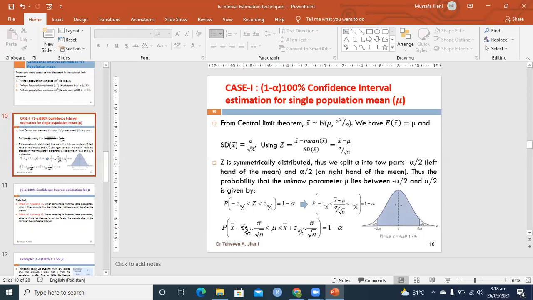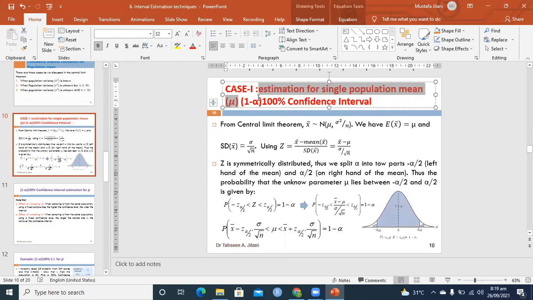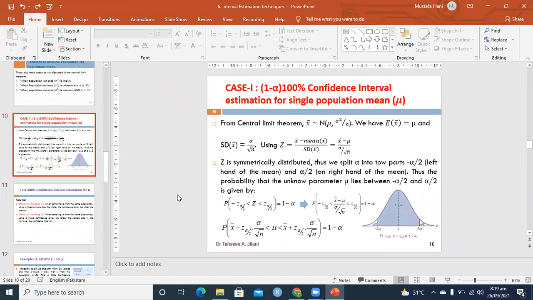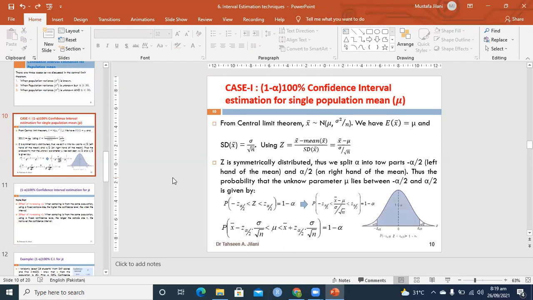So you see x bar minus some value, x bar plus some value. This is called the confidence interval for single population mean mu, provided that sigma, the population standard deviation, is given to you. So this is called case number 1, when sigma square is given. So when you know sigma square, you don't care about sample size.